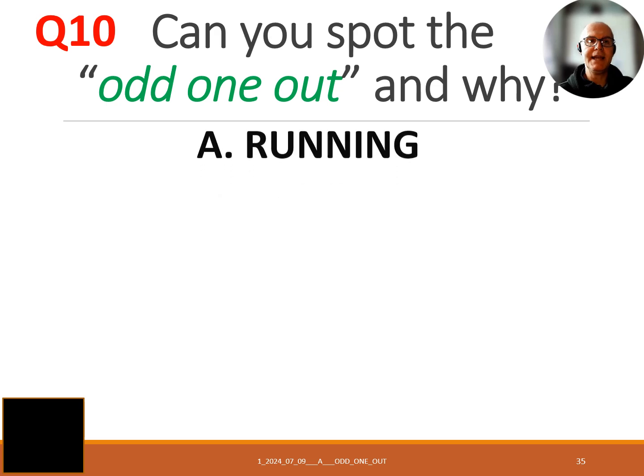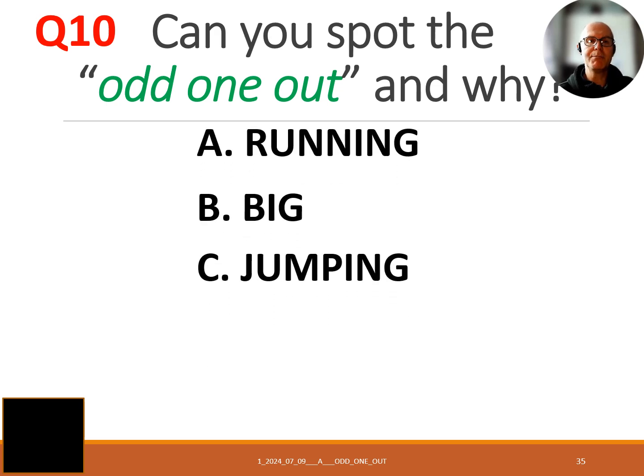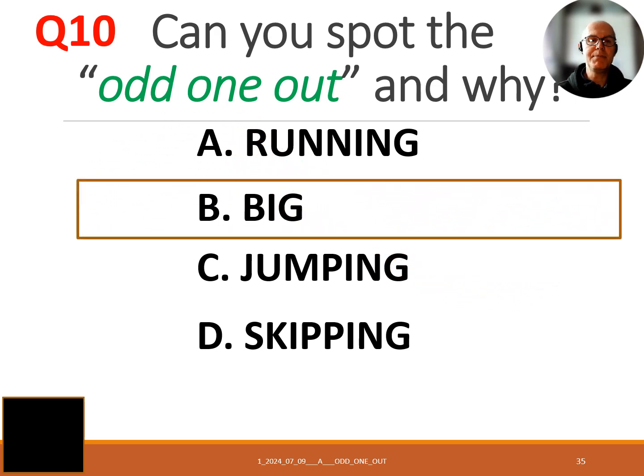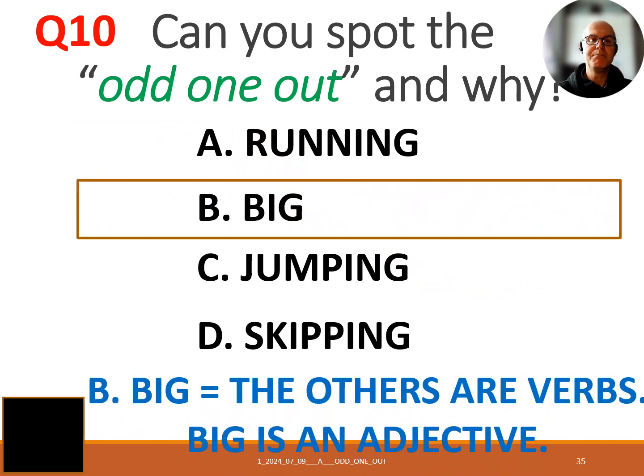Question 10. A, running, B, big, C, jumping, and D, skipping. What was the odd one out between these four and why? The answer is big. Big is an adjective. The other three, running, jumping, and skipping, are all verbs.